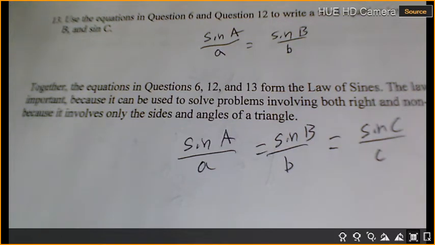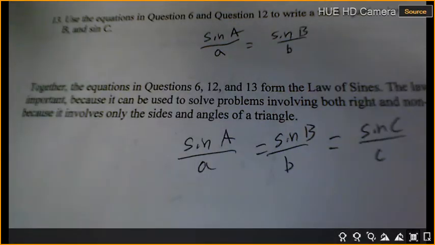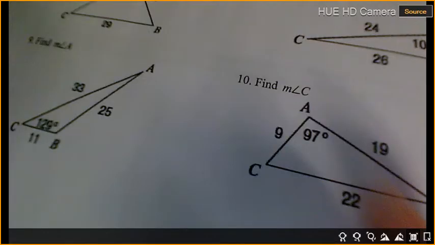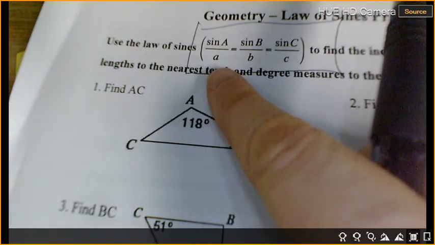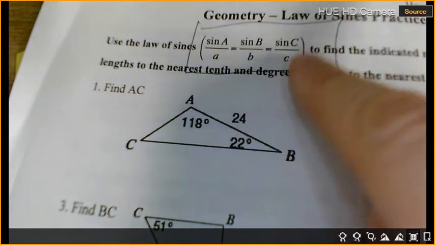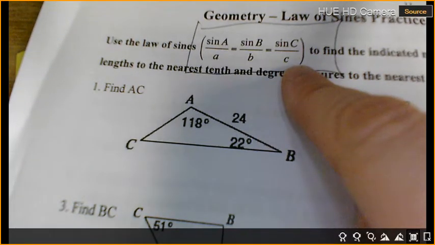And now we're going to go through a couple of them. So we're going to look at your homework. This is going to mean you have less homework to do because I'm going to do some of them. Okay? So this equation right here is written right at the top of your paper. And see how there's three? There's sine A over little a, sine B over little b, and sine C over little c. We're just going to use 2 out of the 3.